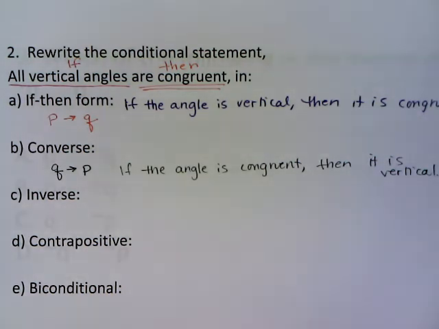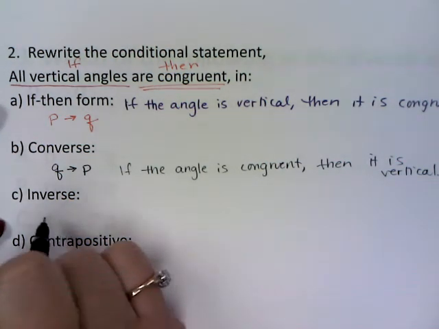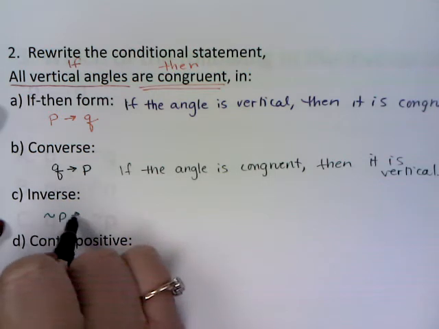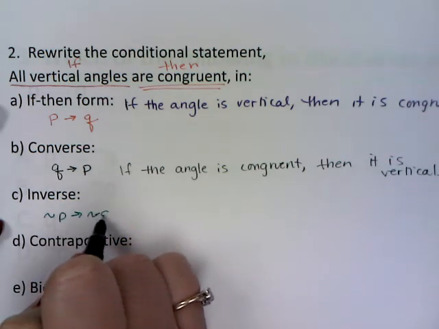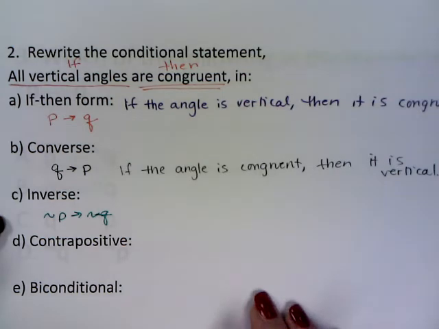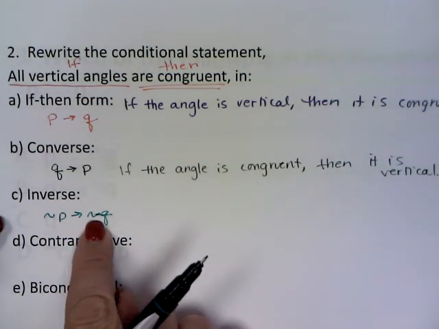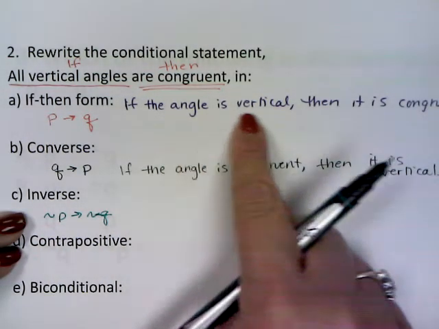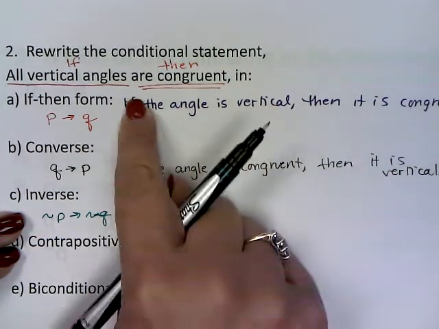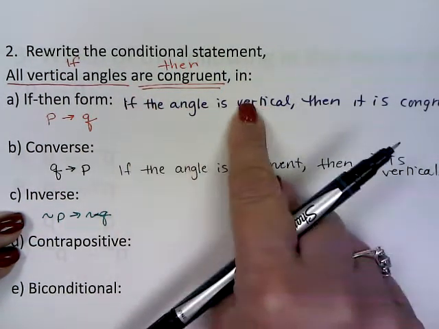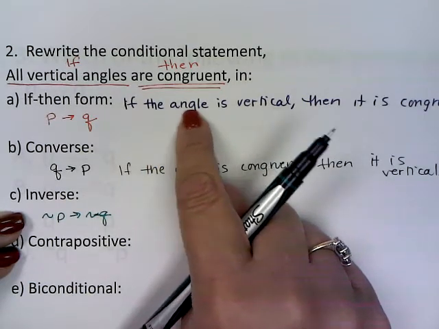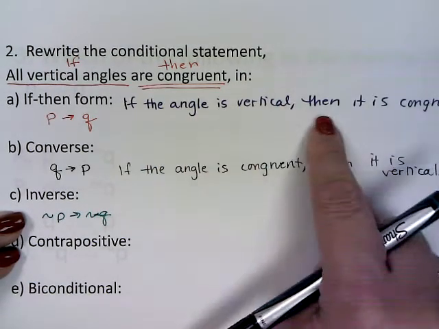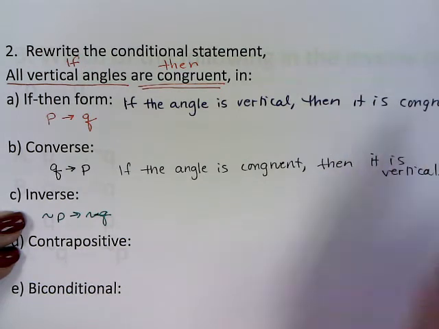Now we're going to look at the inverse. If you recall, the symbolic notation for the inverse of my conditional statement says not P, then not Q. Again, this is a similarity symbol. It's not an N. It's not a squiggly. It's a similarity symbol. So if I'm going to say not P, that means I'm negating this right here. So if the angle is not vertical, and I'm going to negate the conclusion, then it is not congruent.